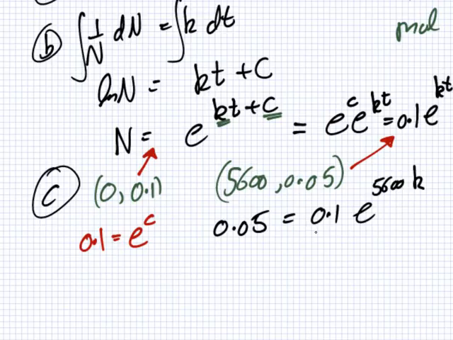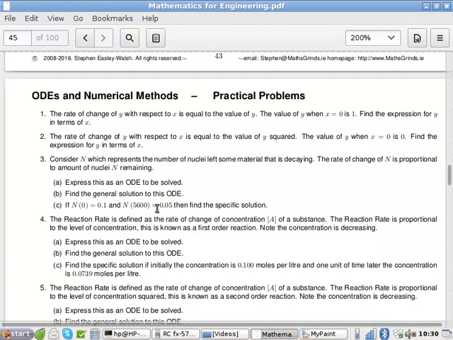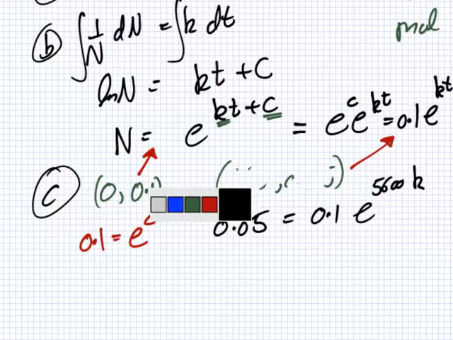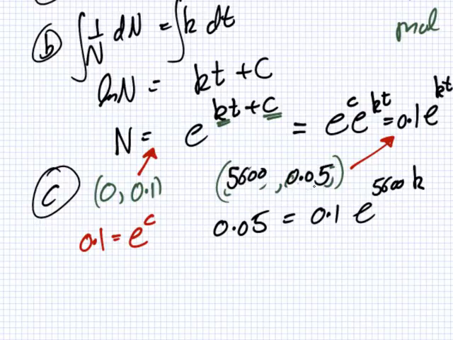Okay. 0.05 equals 0.1 E. Yeah, I wrote this the wrong way. N equals... Yeah, I wrote it backwards. It should have been 5600 and 0.05 like this. Now it's fine. Step one, divide by 0.1.